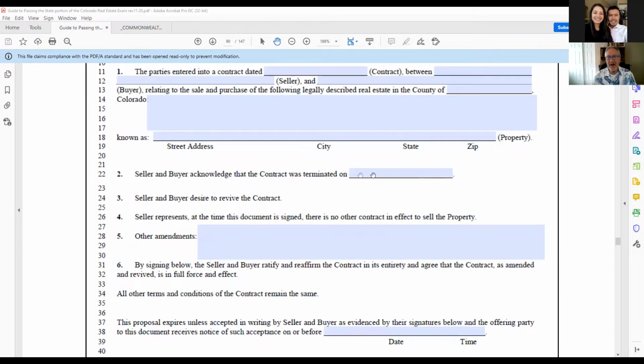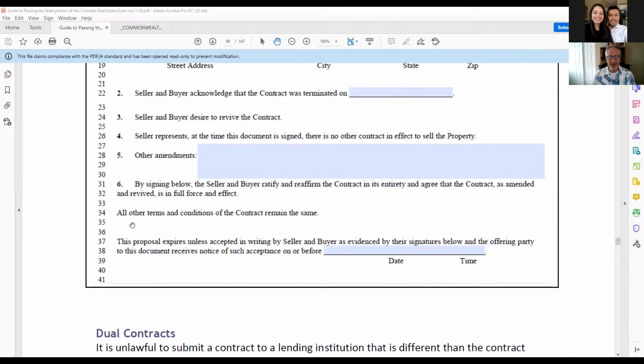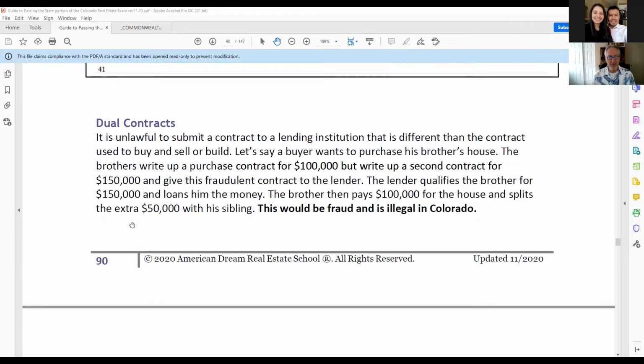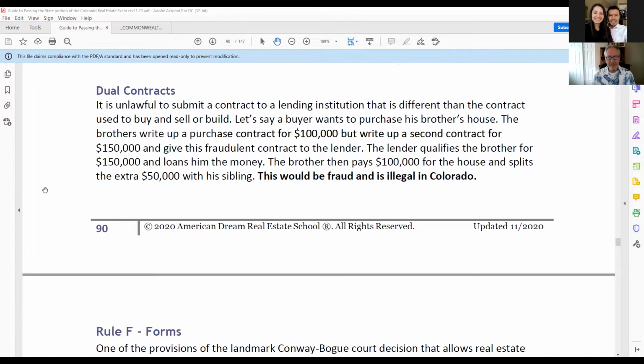So it was terminated on a certain date, but they want to revive the contract. Now you don't have to rewrite an entire new contract. We revive the one that was there. When you rewrite a whole new contract, all terms can change. So this way, we can still keep the same terms we had. You know, we just missed a date or something, and we can use this form to do that. It was a really cool form they came up with.